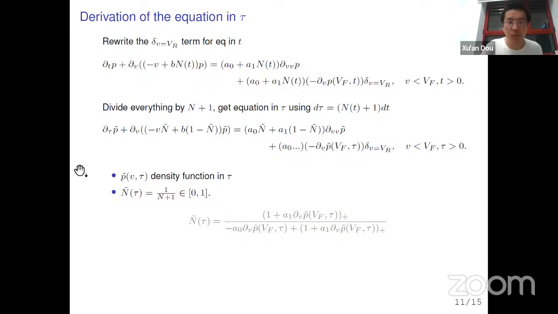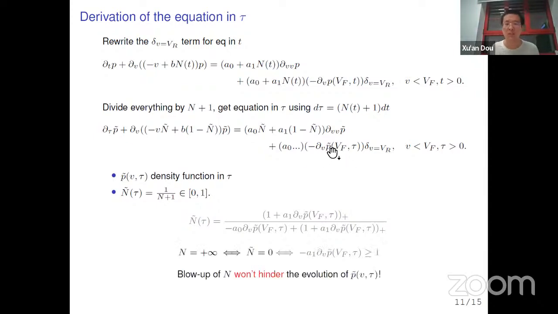So we can derive the equation in tau, and here the nonlinearity is in n tilde, which can be written as an explicit function of the boundary derivative. But here we just need to know that the blow up of the fan rate is equivalent to n tilde being 0. However, n tilde becoming 0 is allowed in the equation in tau. Therefore, we say that the blow up of the fan rate will not hinder the evolution of the density function in the new time scale.